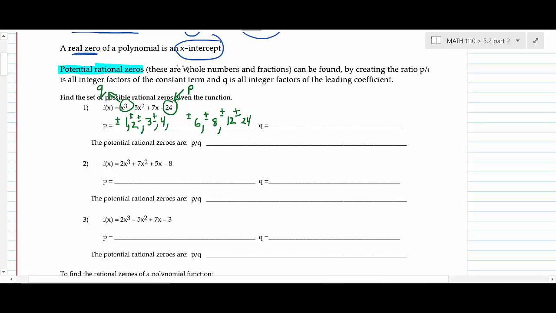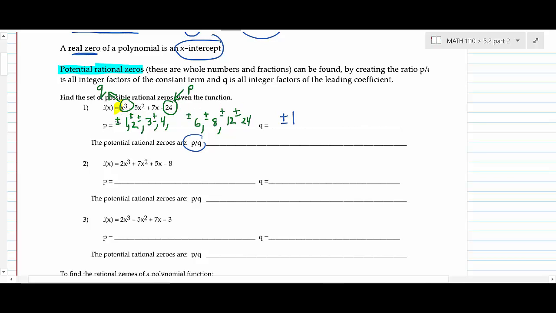Now Q would just be all of the factors of the leading coefficient. Well, that's a 1. The only factor of 1 is 1, so it's either 1 or minus 1. So you're listing out factors and their possibilities. Now, it turns out if you take the ratio of P over Q, that gives you possible numbers that could be zeros of this polynomial.